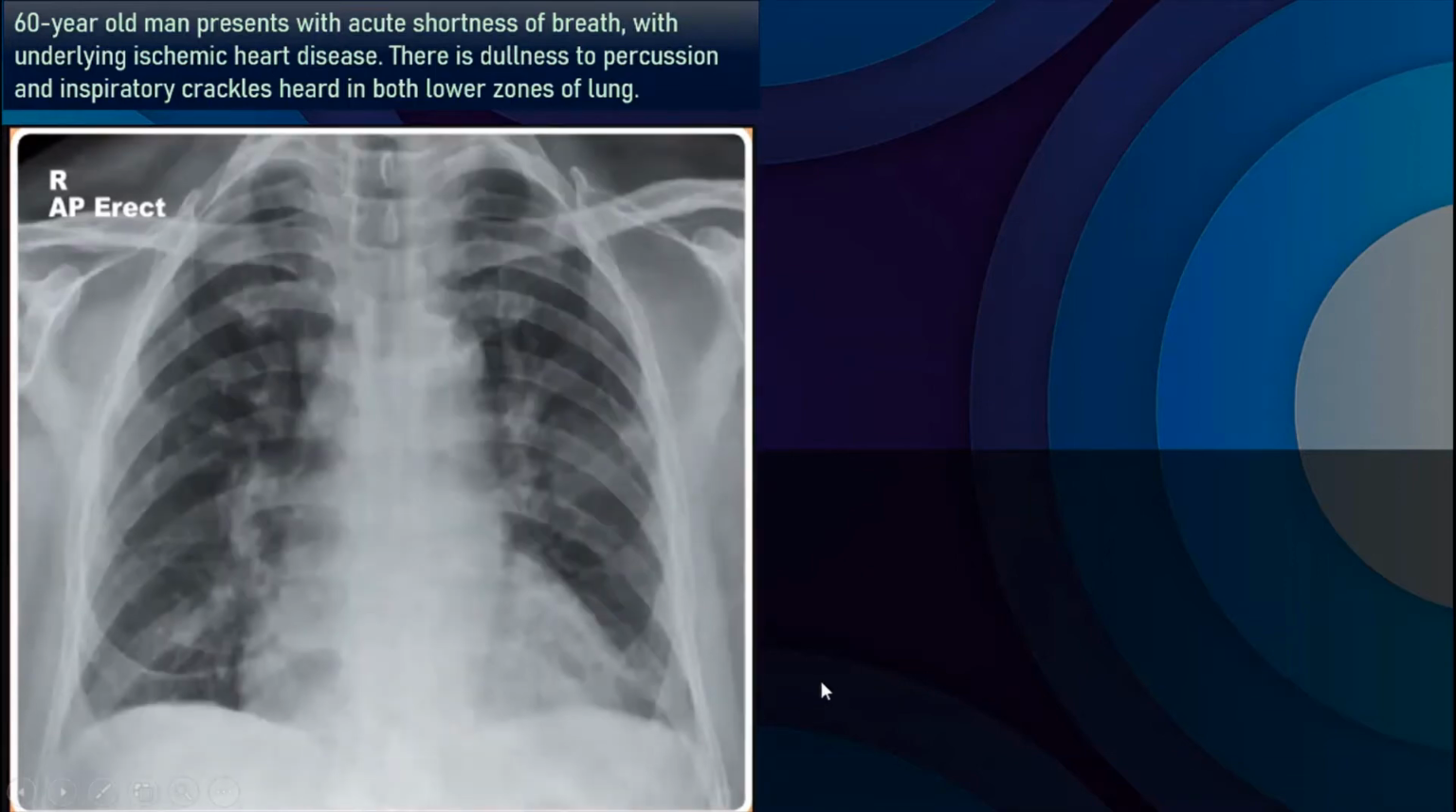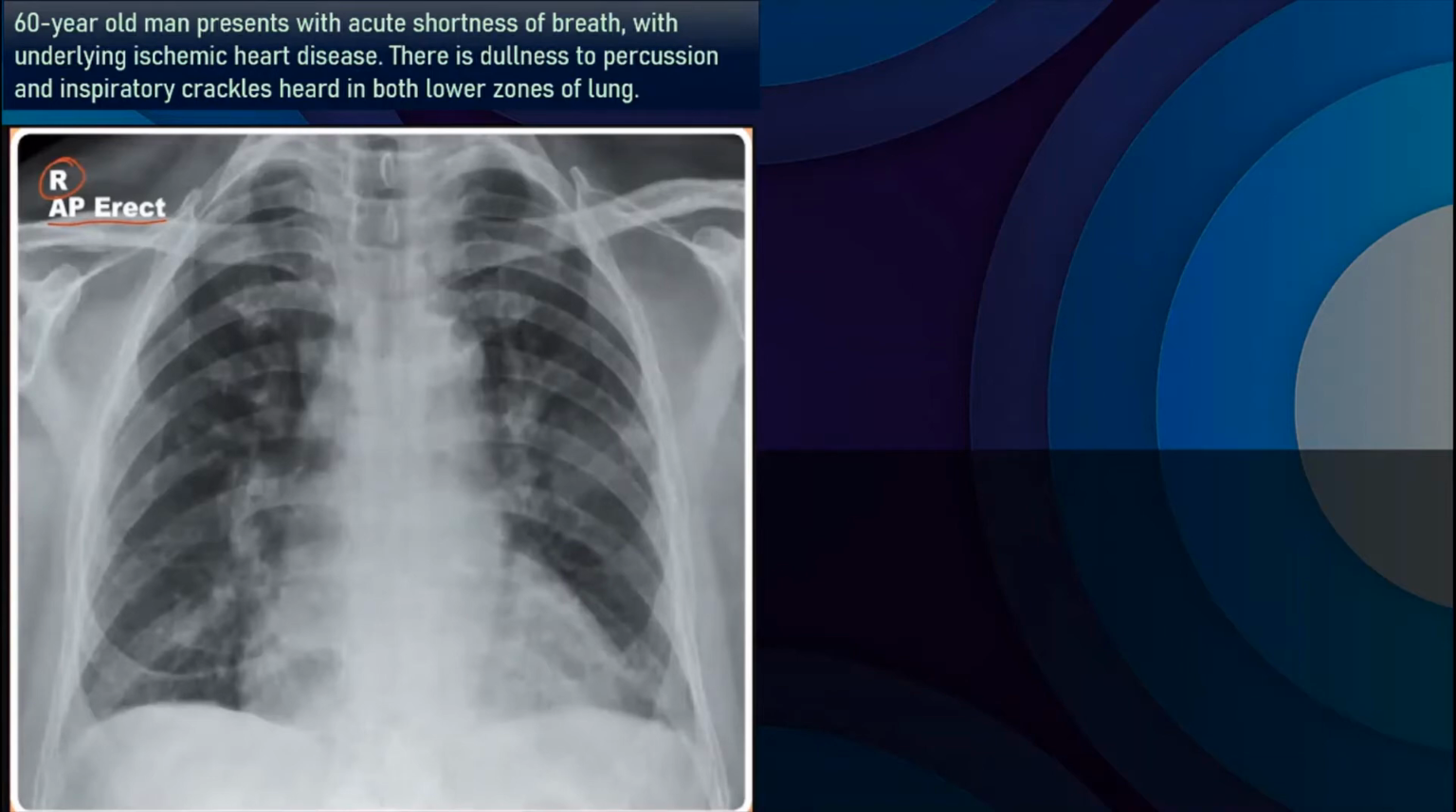When you are looking into the chest X-ray, look into patient's details, the date and time the chest X-ray was taken. Here we only have that this is the right side of the patient and we have the view. So it's an AP erect chest X-ray view. So let's crack on with the imaging findings.